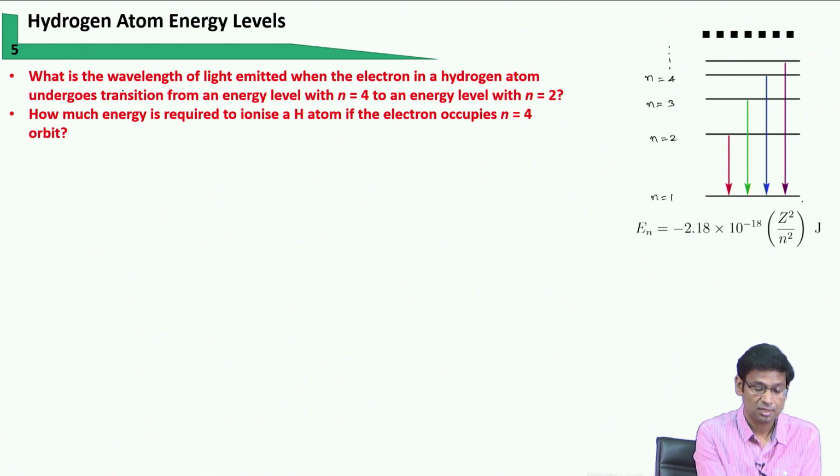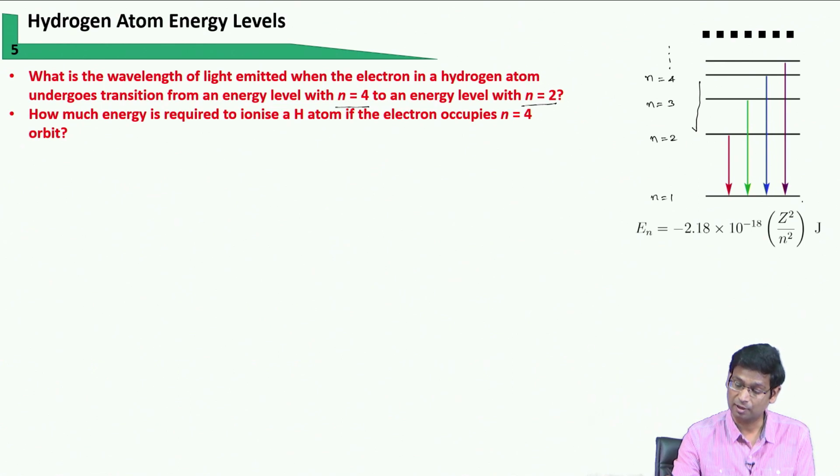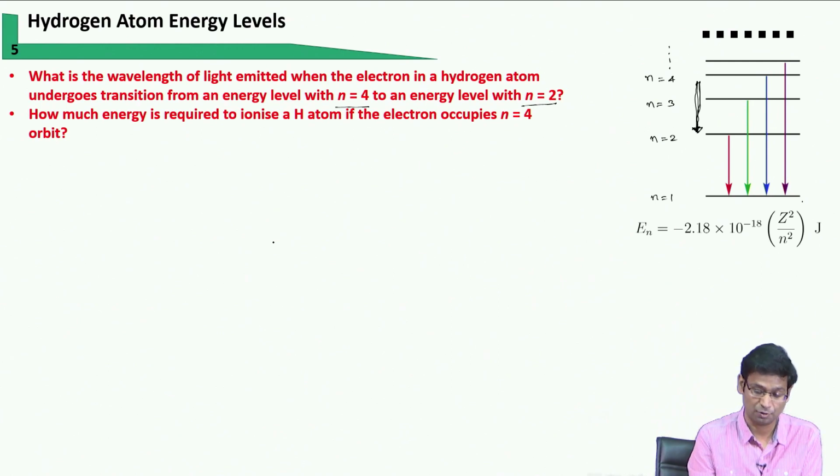It asks, what is the wavelength of the light emitted when the electron in a hydrogen atom undergoes transition from an energy level with n equals 4 to an energy level of n equals 2? So, the electron goes from n equals 4 to n equals 2. When an electron jumps from a higher orbit to a lower orbit, it will emit some energy. So, it is asking what is the wavelength of that energy that the electron will emit.